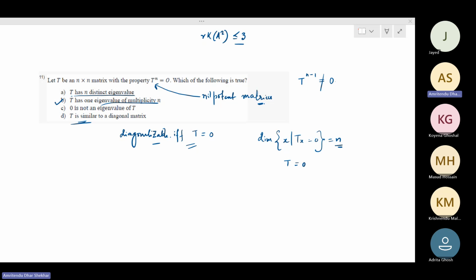Yeah, there are plenty of things in linear algebra. I don't think everything is necessarily there in the syllabus. I would have ideally liked to talk about a few more things, but as I said, it's not necessarily there in the syllabus.